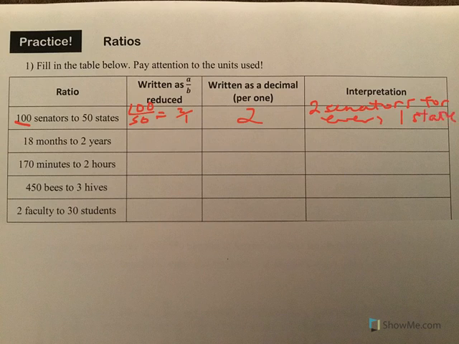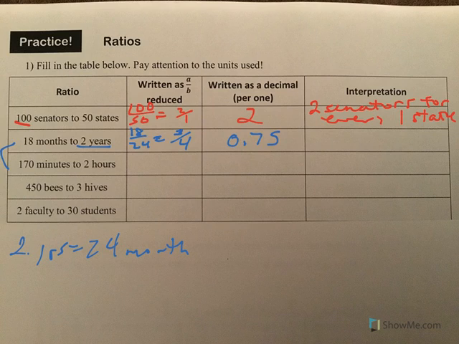Now make sure you check it out in the next 2, so you can do some conversions to make those in the same units. So 2 years is 24 months. So this one is really 18 over 24, which reduces to 3/4. 3/4 is 0.75, and therefore we would have 3 to 4 months is the ratio interpretation. Okay, hit pause, try the rest, and then come back and check your work.